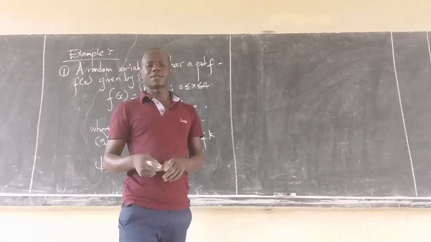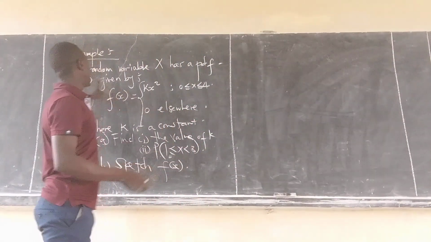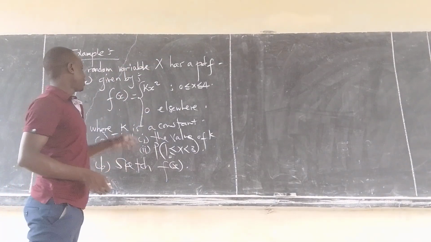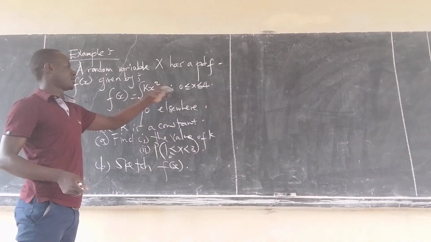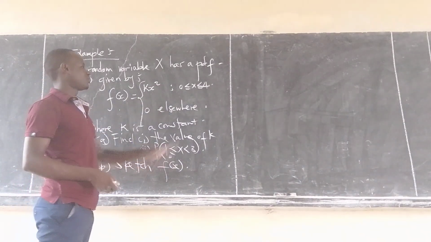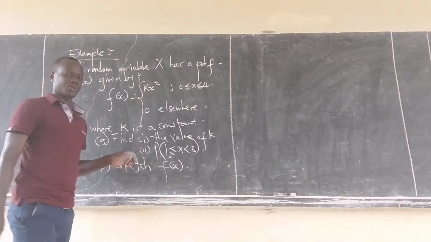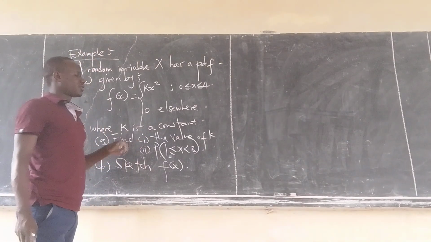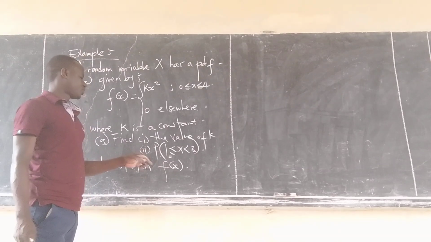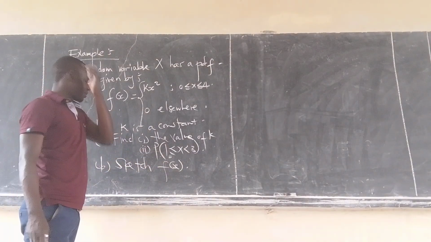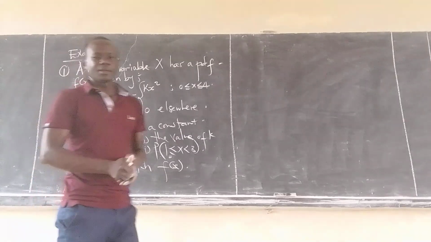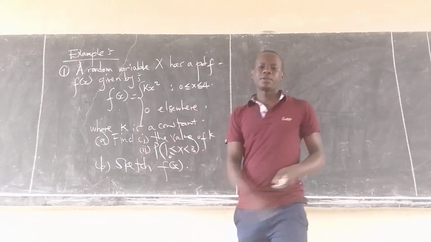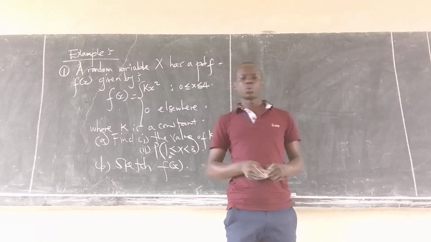So before us, the example that we are going to start with says the random variable x has a PDF given by f of x is equal to kx squared, when x is bounded between 0 and 4, and 0 elsewhere, where k is a constant. In Roman 1, they want us to get the value of k. In Roman 2, they want that probability. And in part B, they want us to sketch this nonlinear PDF, which is f of x equal to kx squared.